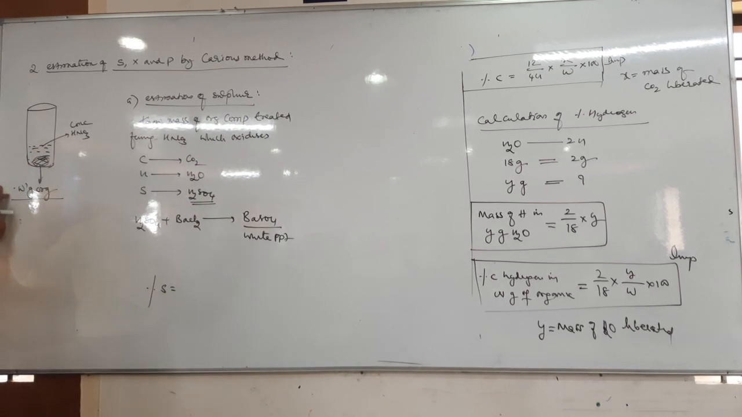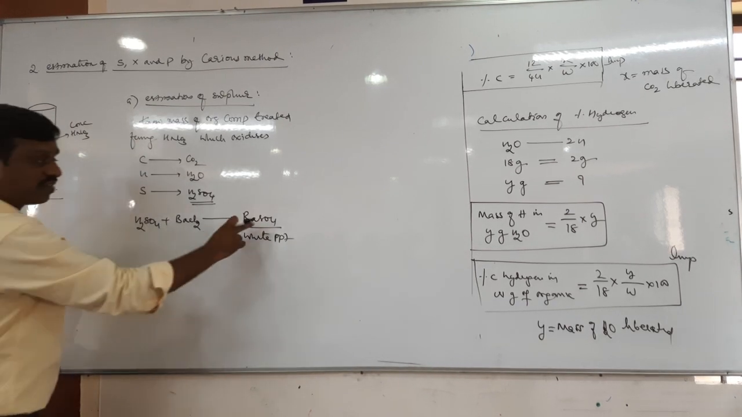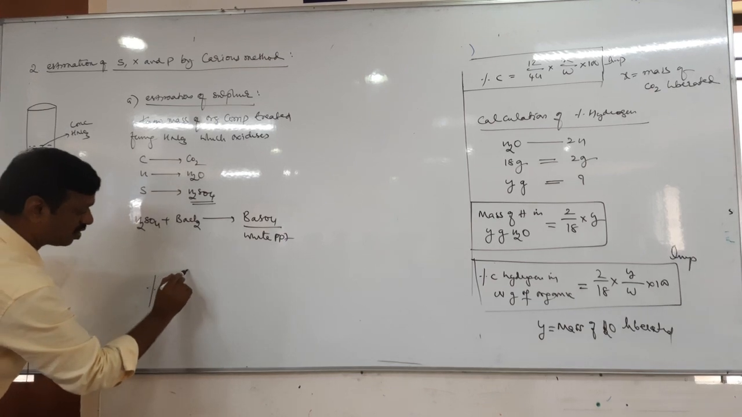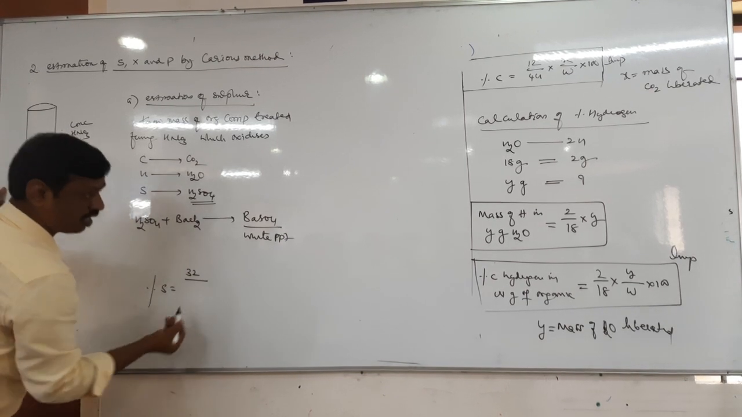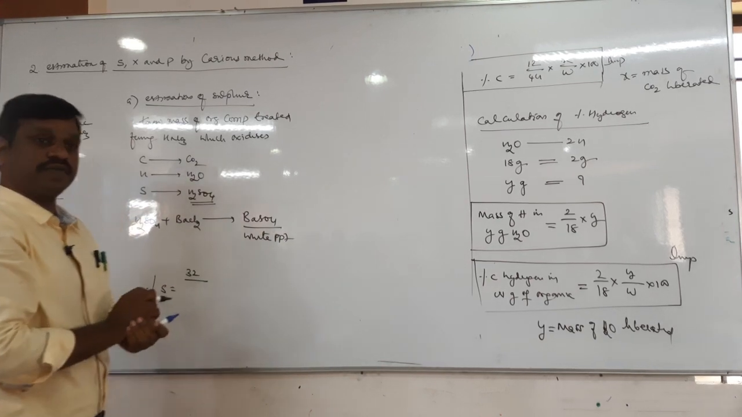Mass of the carbon in the compound CO2. Here, what is the mass of the sulfur? There is only one sulfur, right? Sulfur mass is equal to atomic mass 32. 32 divided by what is the molecular mass of barium sulfate?